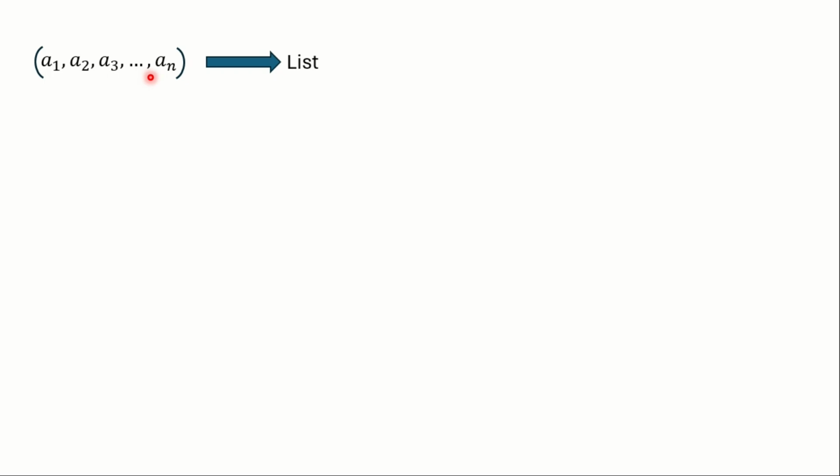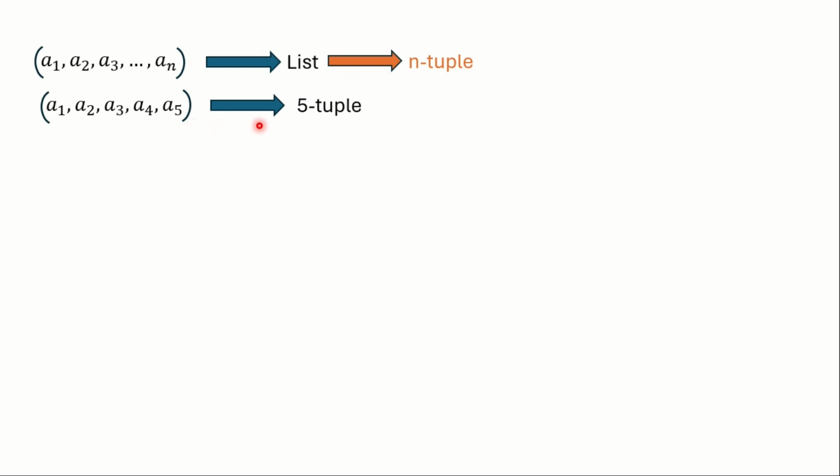Now, if the number of entries in the list is known, we term this as n-tuples. For example, if the number of elements inside this list is 5, that is, we have a list of the form A1, A2, A3, A4, A5, then this is called 5-tuples. That is, the number 5 specifies that there are 5 elements inside this list.